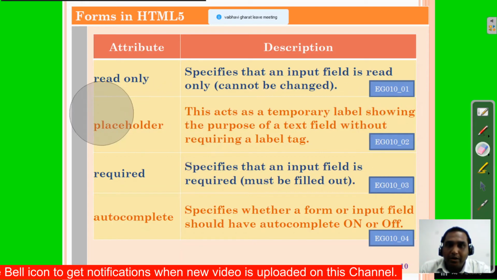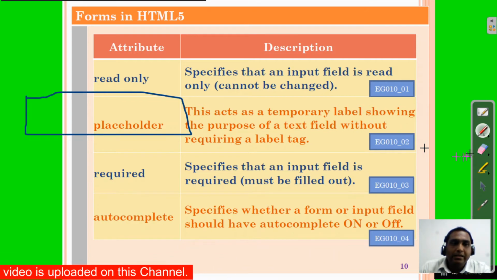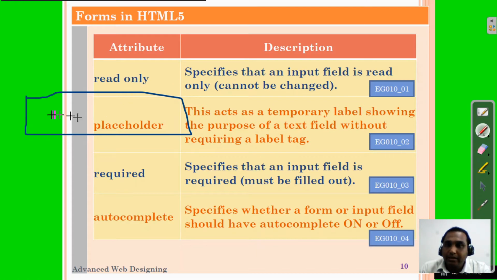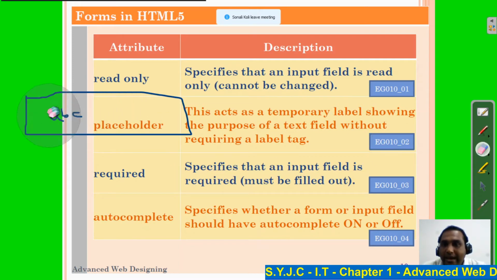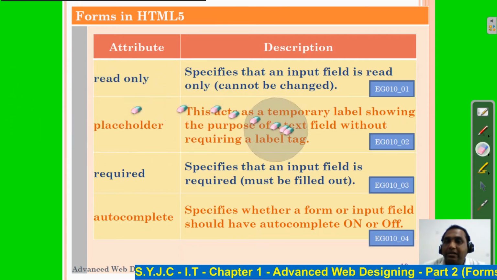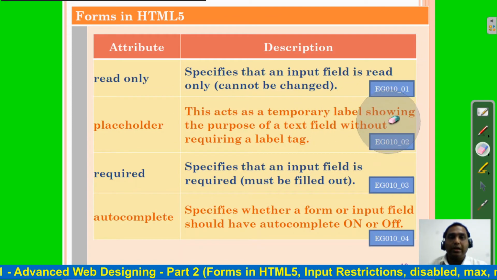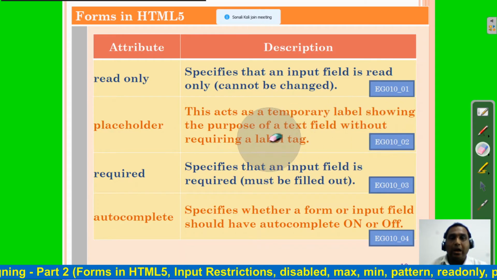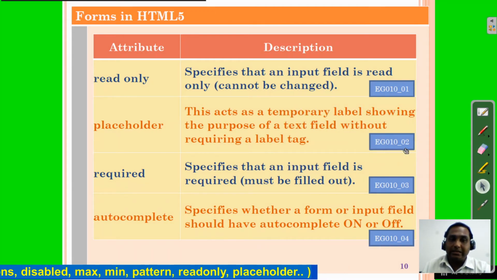Again, I explain to you, there will be a text box and some text will be written onto it, like A, B, C. As soon as I click onto the text box, that written part will go. That is called placeholder. This acts as a temporary label showing the purpose of a text field without requiring a label tag.